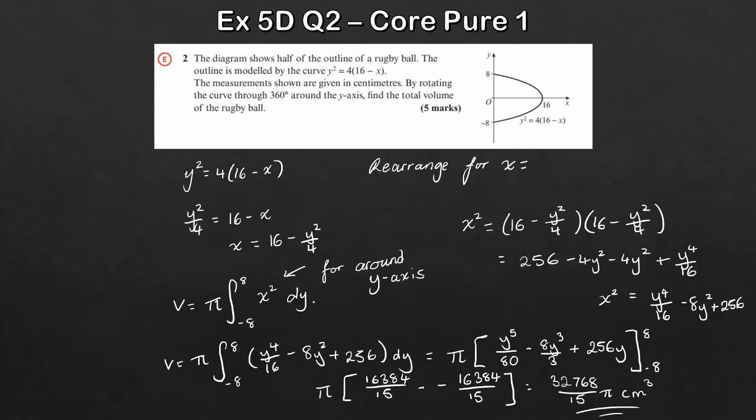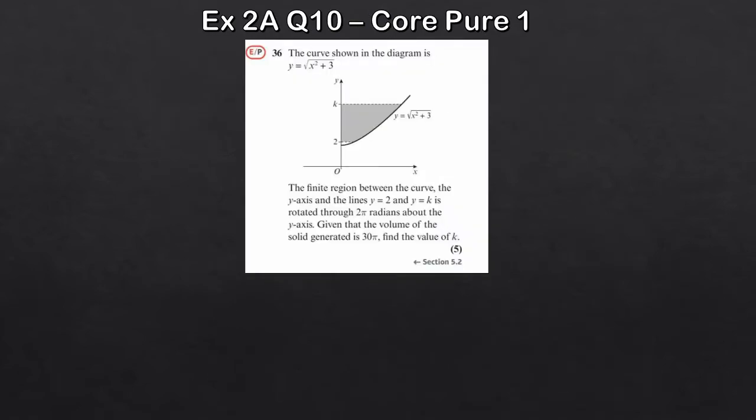Okay, so that's the key difference there. So that's that one done. Let's move on to the next one. So this one here, we've got a curve which is y equals square root of x squared plus 3.